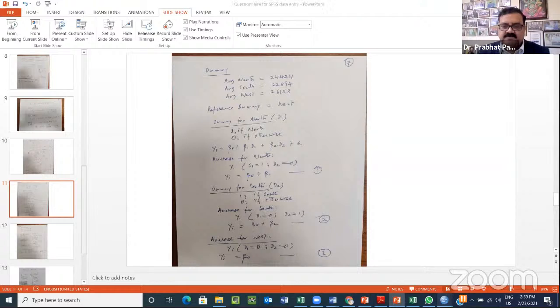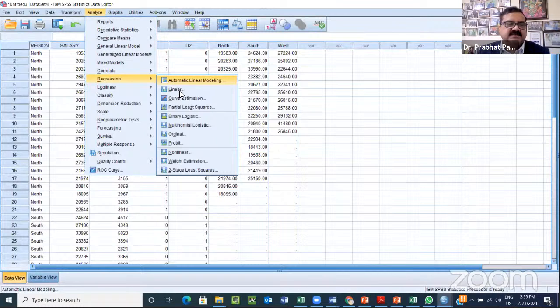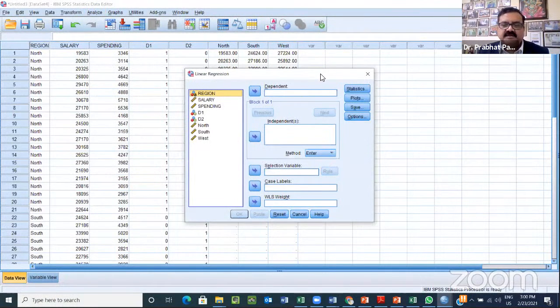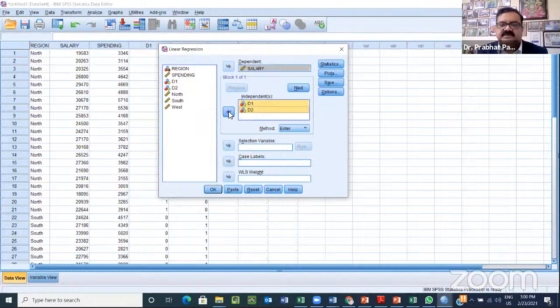Now I'm going back to the data again. Go to analyze, go to regression, go to linear. It's a very simple regression we have to run. So we are trying to explain the salary as the dependent, and then we have the two dummy variables as independent. So that's the equation. The equation was y is equal to beta 0 plus beta 1 dummy 1, plus beta 2 dummy 2.